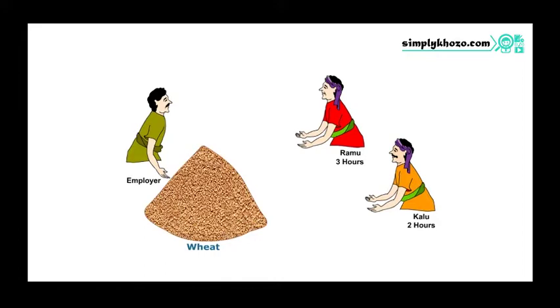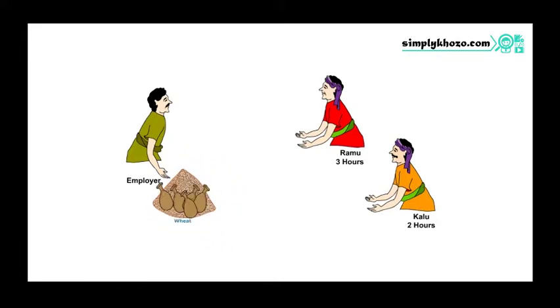For each hour's work, a portion of wheat has to be given. Now Ramu worked for 3 hours, so he gets 3 portions, whereas Kalu worked only for 2 hours, so he gets 2 portions. So you see, both of them receive portions of wheat in the ratio of the work done by them. You begin by learning to compare the ratio and proportion between objects and finding the value of 1 unit of an item using the unitary method.